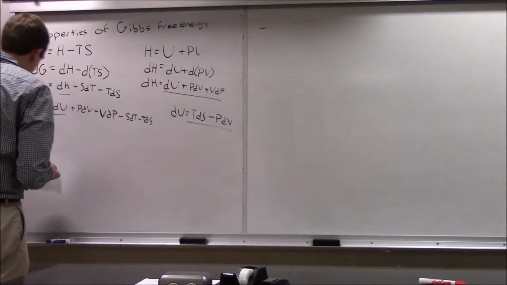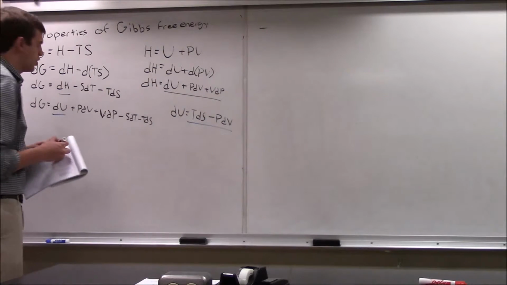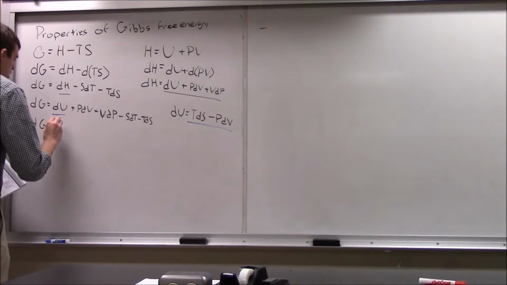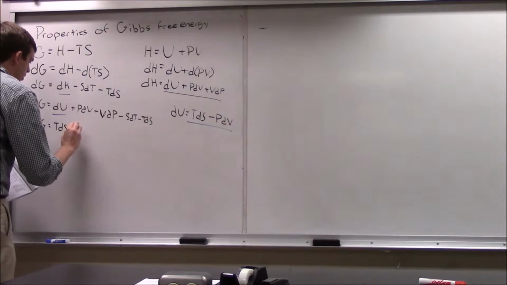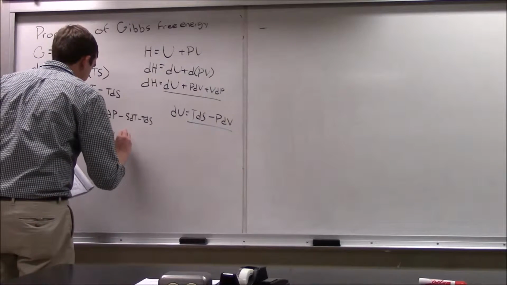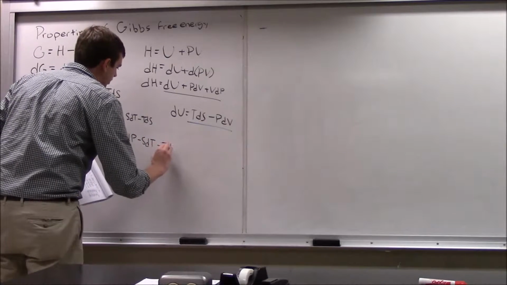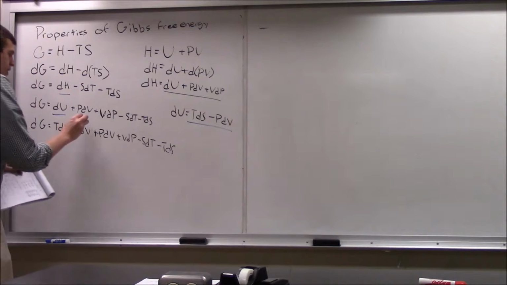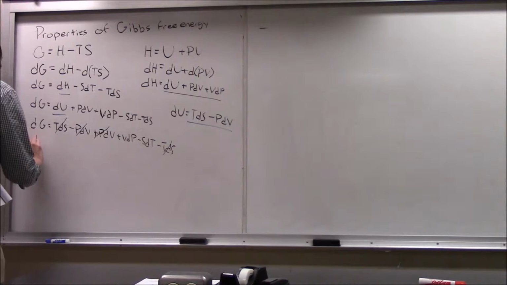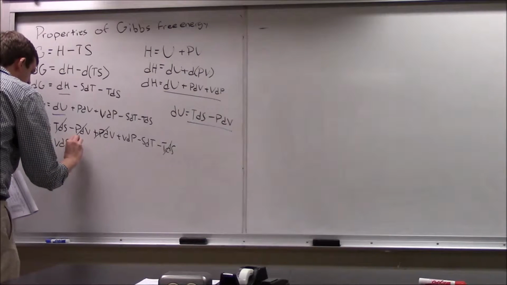And so what I might get out is some infinitesimally small changes that cancel each other out. So plugging this in here, I have dG is equal to T dS minus P dV plus P dV plus V dP minus S dT minus T dS. It's a lot. But we see we have things that cancel. So in the end, dG is equal to V dP minus S dT.